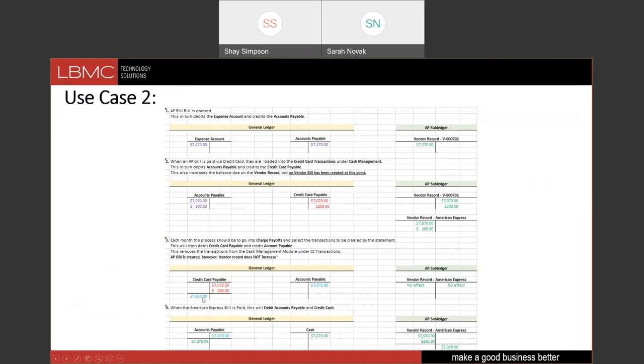So what did that do? It debited credit card payable and credited AP for $7,070. Again, no impact to the subledger. Then when that Amex bill was paid, again, debited accounts payable, credited cash. So notice here, again, still got $200 that apparently we owe to American Express.